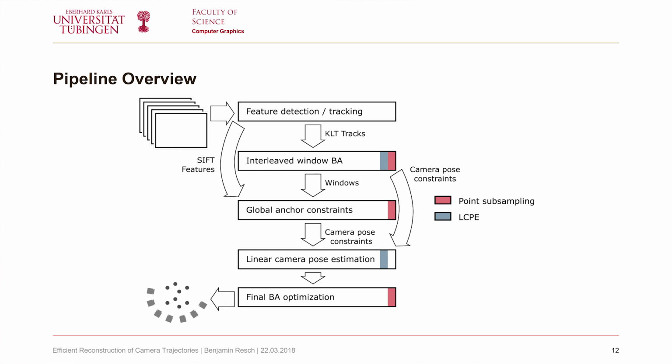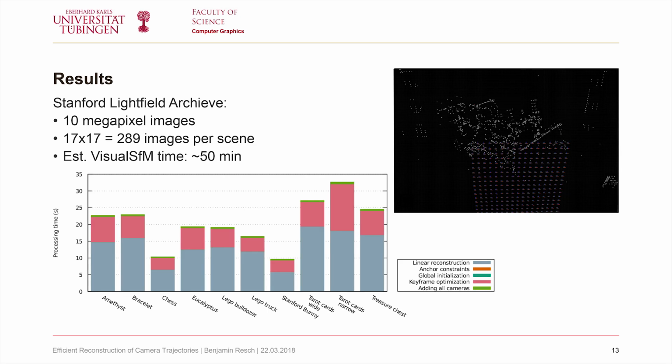And finally, we just have to run one final pass of bundle adjustment to refine the result. This final pass is already very well initialized by this linear technique before, and we have our results. Okay, let's have a look at some results.